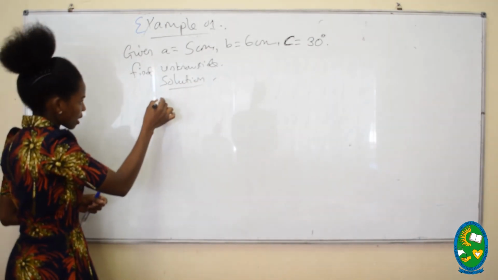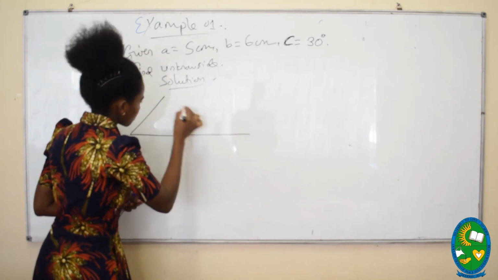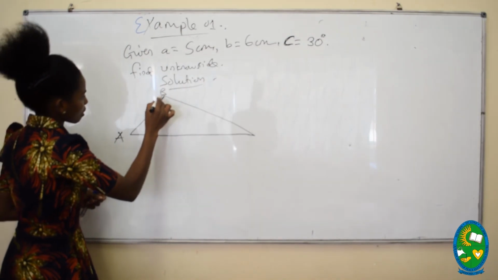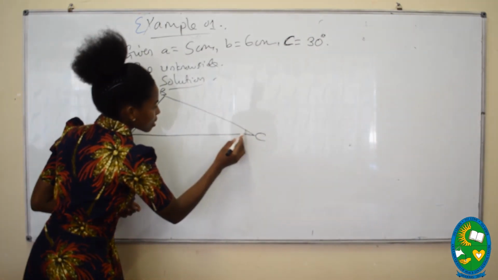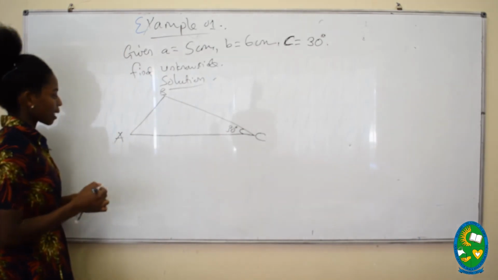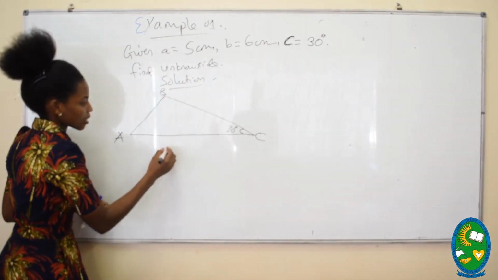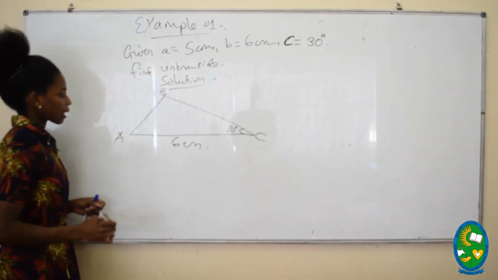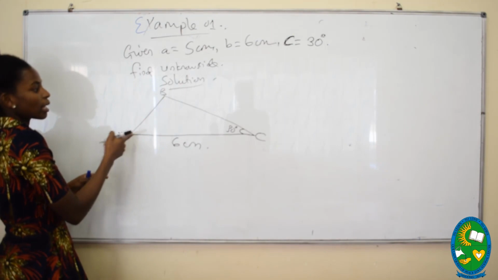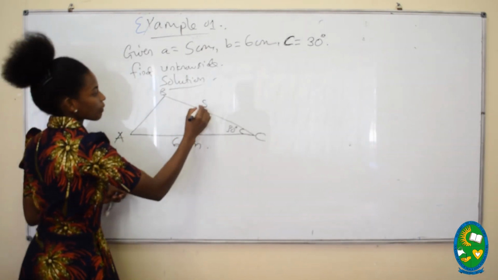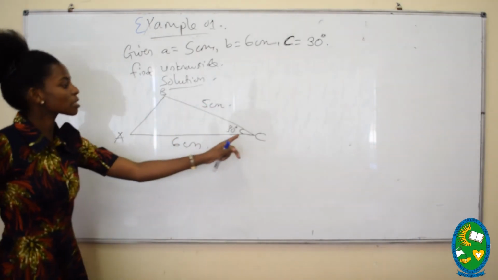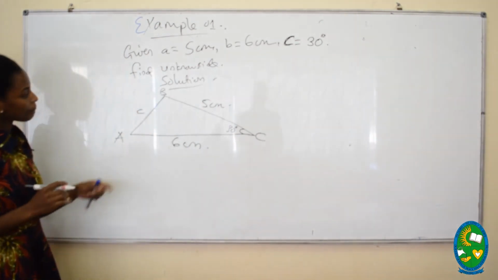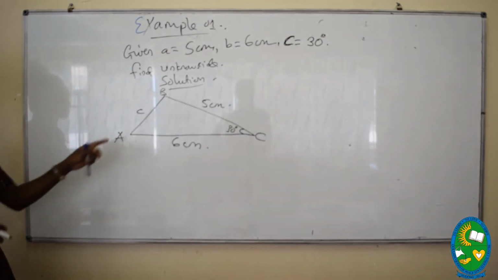This is our triangle. If we draw, this is our triangle. We have A, this is our B, and this is our C. Here at C we have 30 degrees, and the opposite of B is small b, which equals 6 cm. Here we write 6 cm. And the opposite of angle A is small a, which is 5 cm. But the opposite of angle C is the unknown side c. So now the unknown side is c.